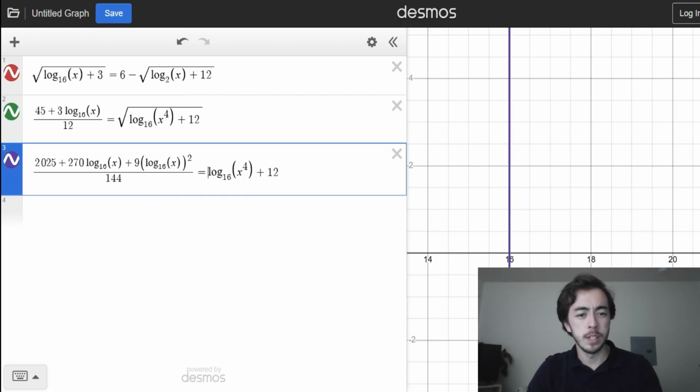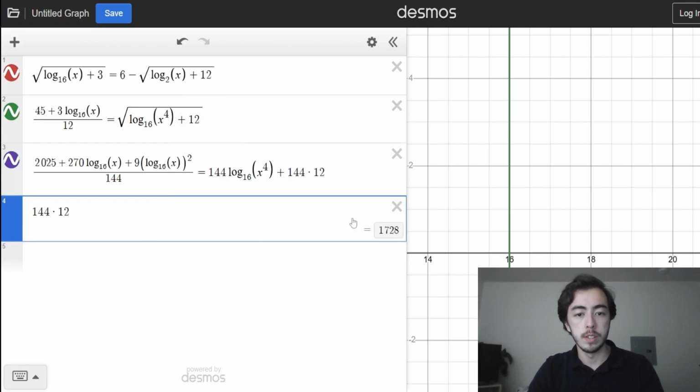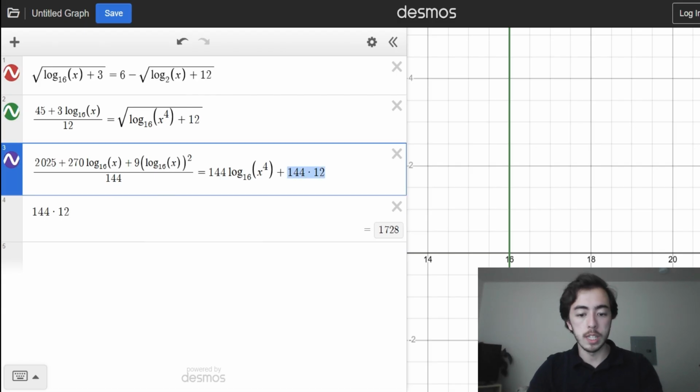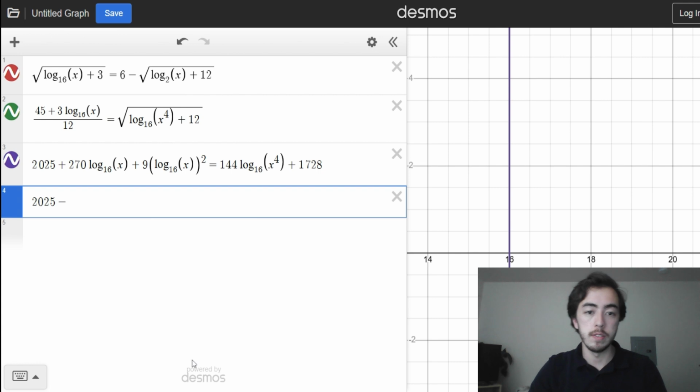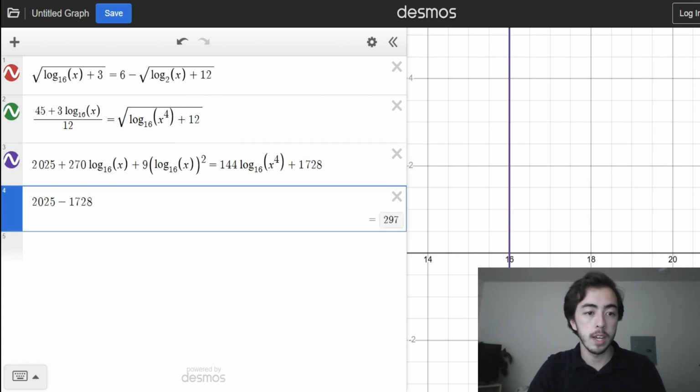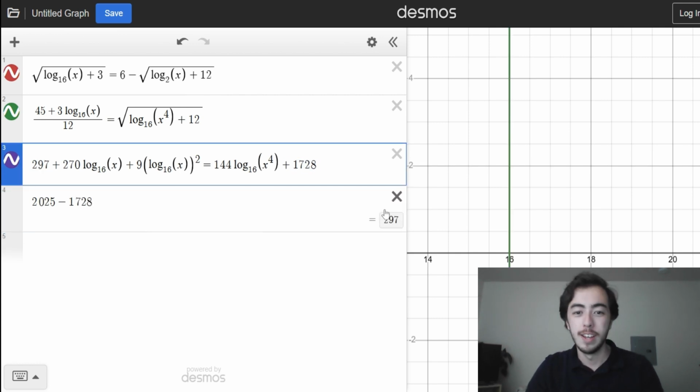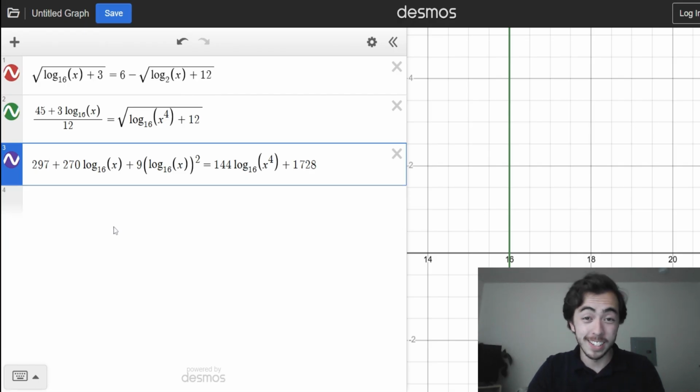Don't like fractions, so let's multiply the 144 over to the right-hand side. So this number becomes 1728. We can get rid of this. Let's combine like terms again. I can subtract the 1728 to the left side. We get 297. Bear with me. I think I see the light at the end of the tunnel here. I have an idea of what's going to happen here with the algebra.